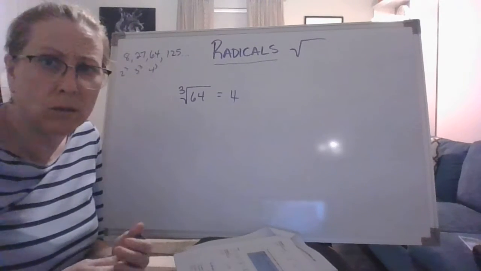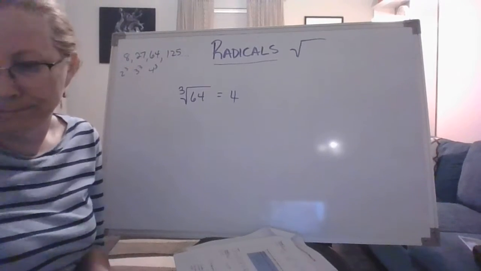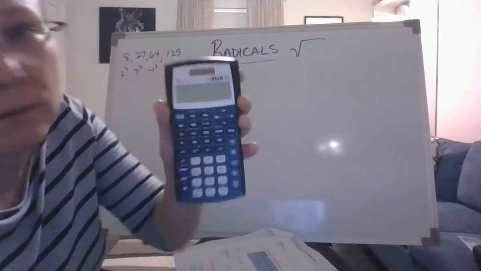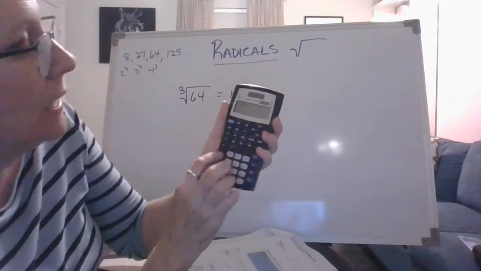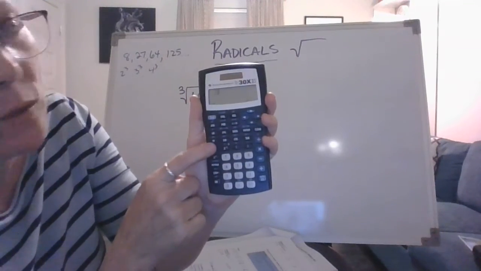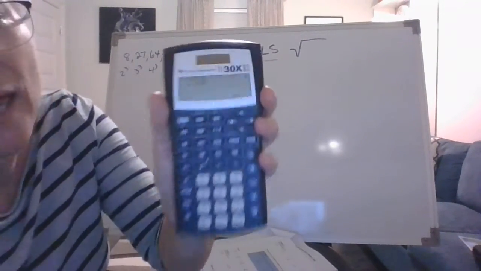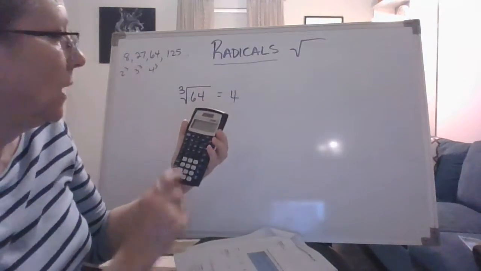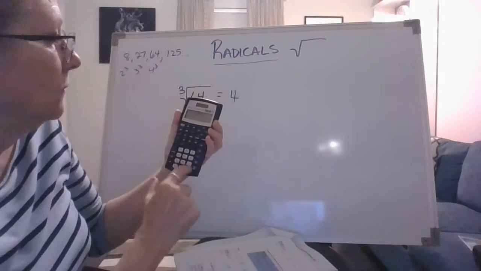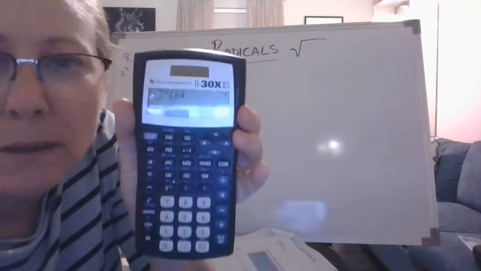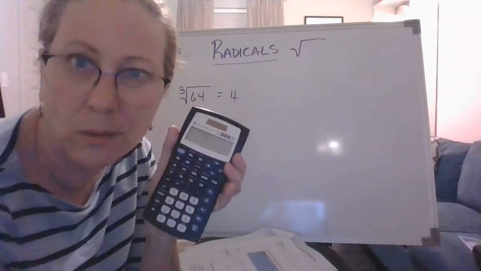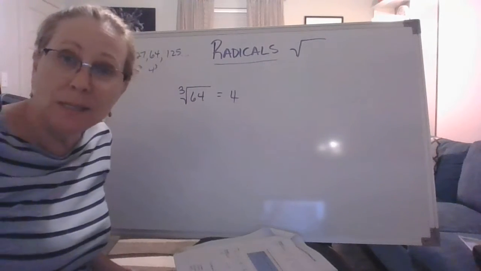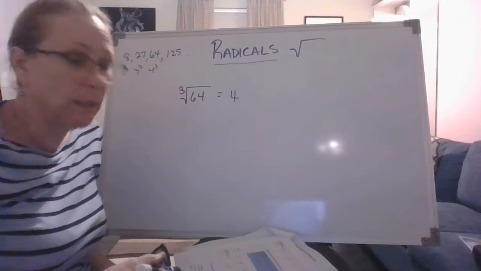Can you put it in your calculator? Yes, you can. How would you do that? 3 first, then second, and you don't want the square root button. You want the one where the up arrow is, and it gives you like a little x there. 3 little x, radical sign, and then 64 equals, and you'll get 4. You're like, we can use our calculator? Yes, that's perfectly fine. However, eventually you need to memorize these so that you can get these done pretty quickly.